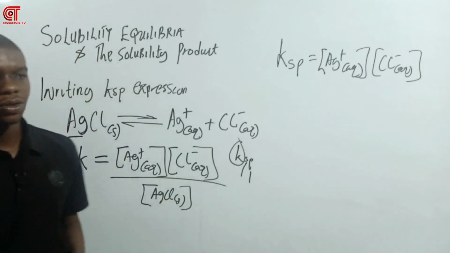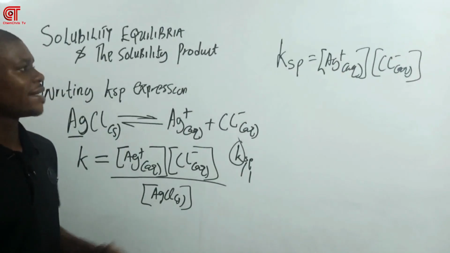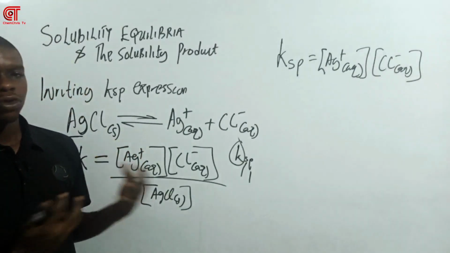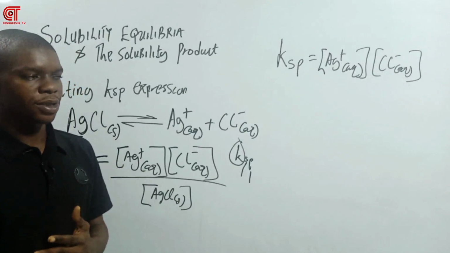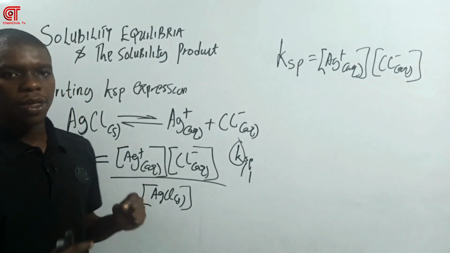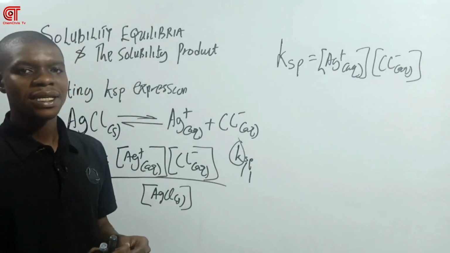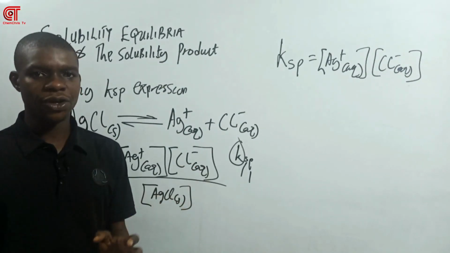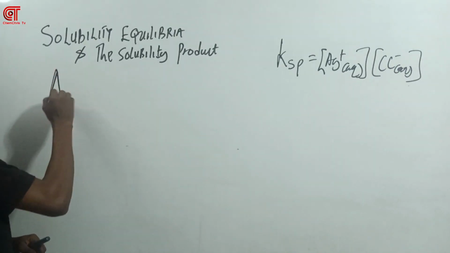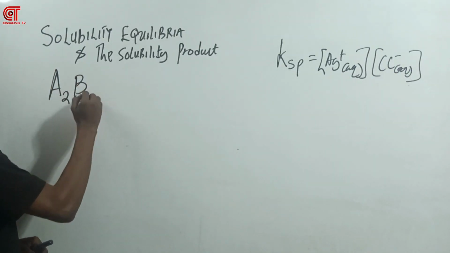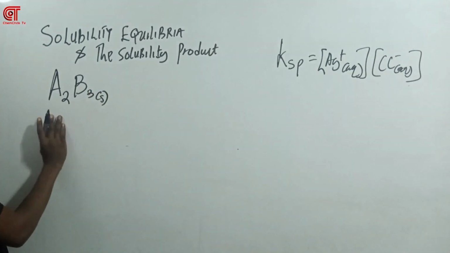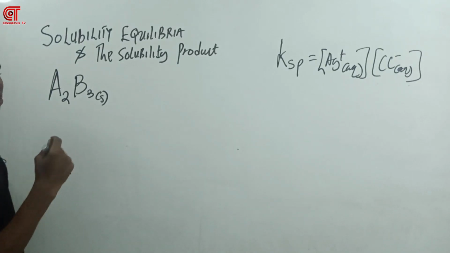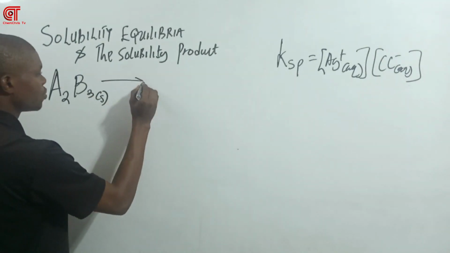Now, how do you write the Ksp expression for a salt? First, you want to understand the fundamentals. You want to understand how to split a compound, like A2B3 solid here, into its various ions. Now, how do you do that?